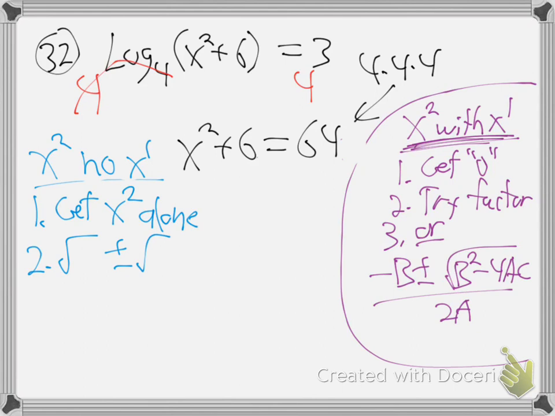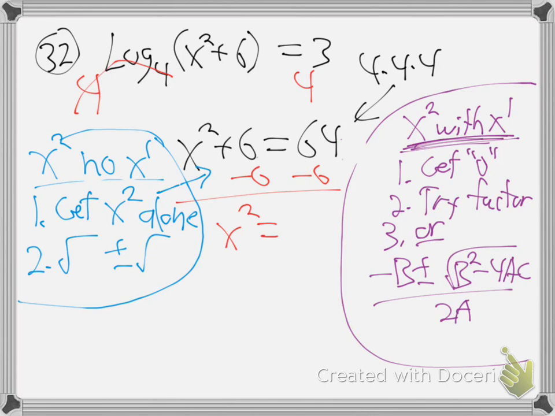It's a little quicker, so that's what I'm going to do here. That's our situation. We just have x squared and numbers. We don't have x to the first. So just subtract 6 from both sides. So x squared is, what's that, 58? And then you just root it, and when you put a roof on the house, up and down the ladder.